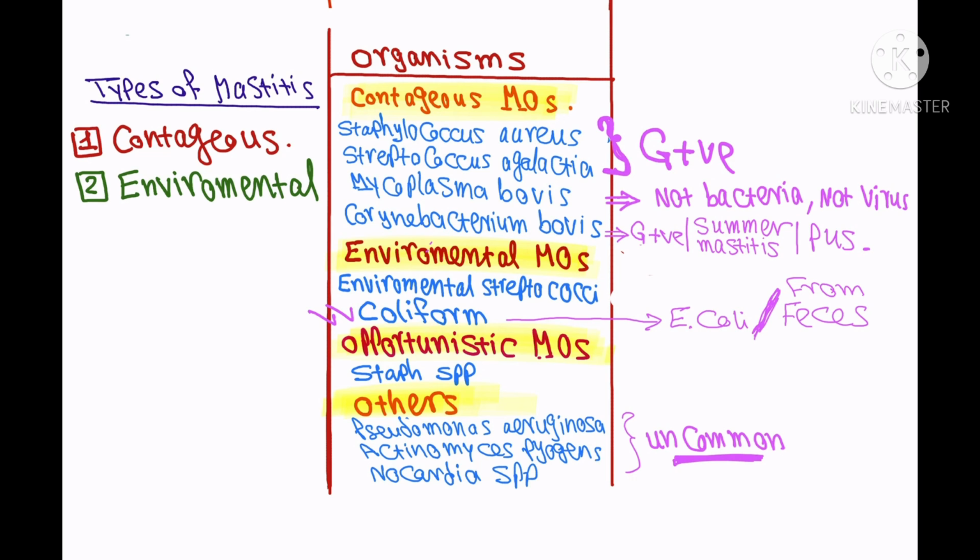In the next video, we will begin with the most dangerous type of mastitis that causes death of the animal: coliform mastitis.